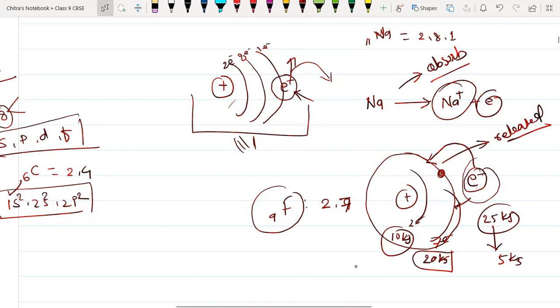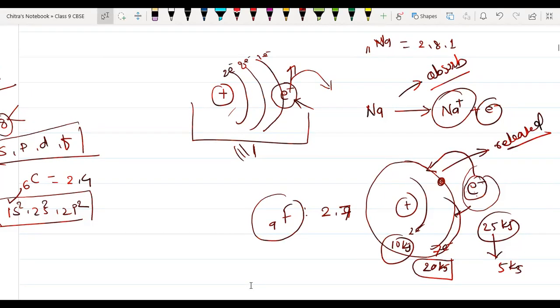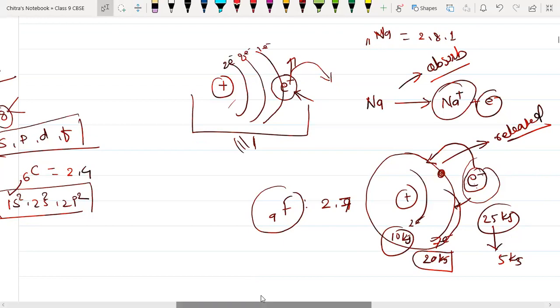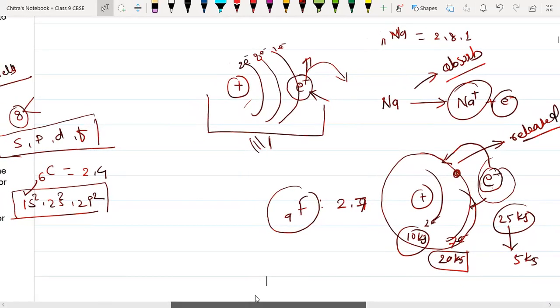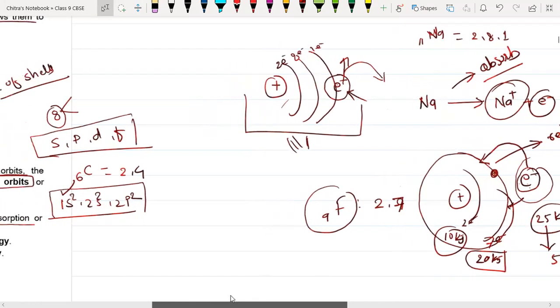Okay, everyone. The energy is released by the electron. The shell will remain there only. The energy level will be the same for the shell. Only the electron will absorb or release the energy. Understood now?